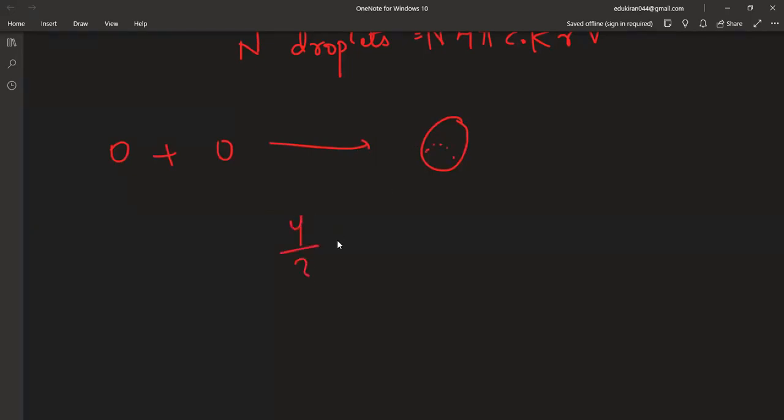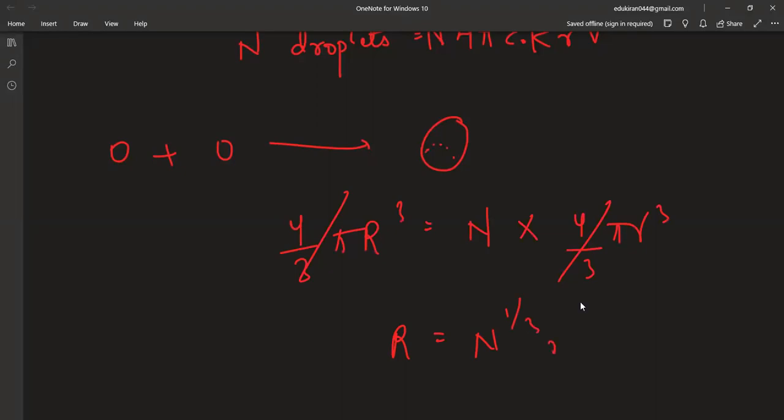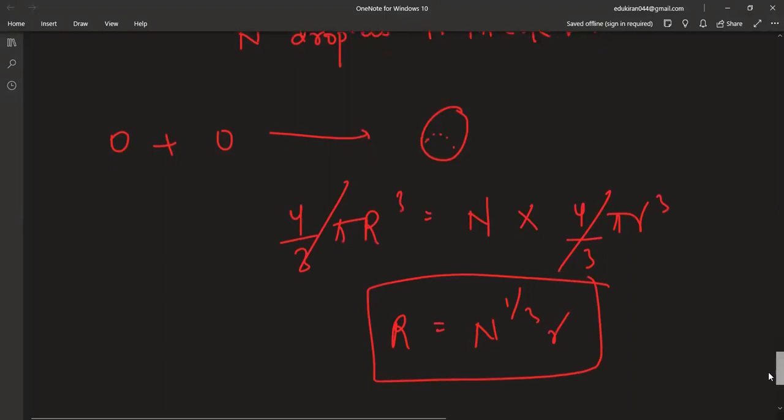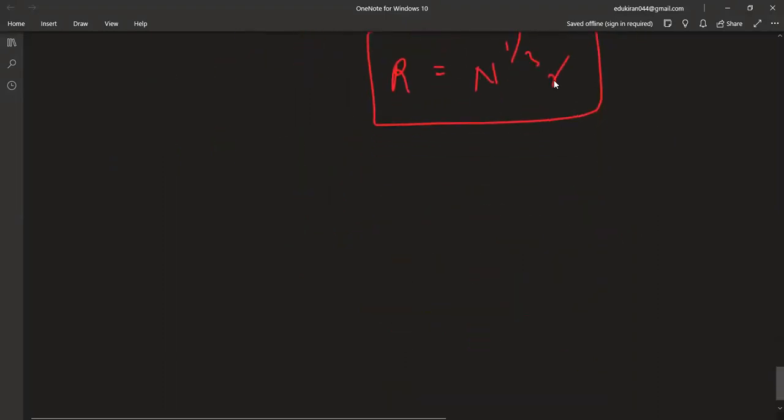So again, you will use 4 by 3 pi capital R cube, this is equal to n number of small drops into 4 by 3 pi small r cube. 4 pi gets cancelled, R is equal to n to the power 1 by 3 small r. This is the relation of the radius, and these types of relations are always used. Usually this number n is given as 8, where we write R is equal to 2r. Most commonly it is given as 8. A number will be given that you will be able to calculate, not a difficult question.